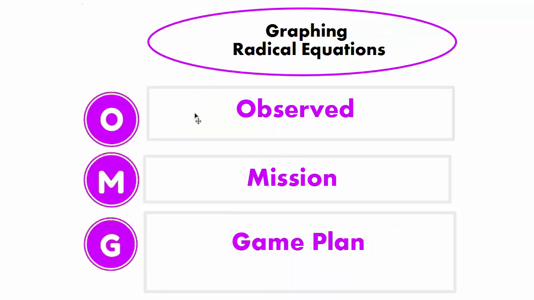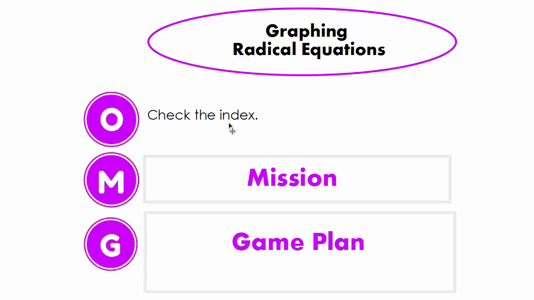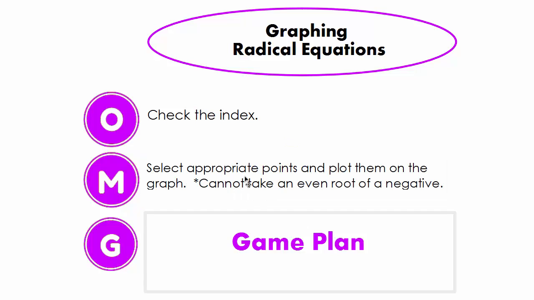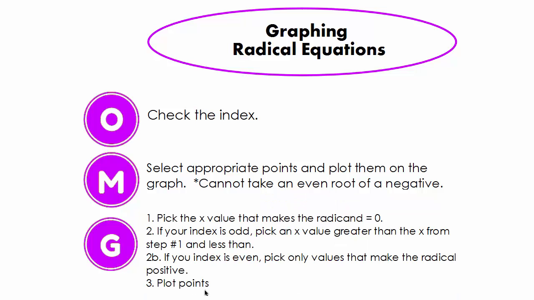Now when graphing radical equations, the first thing you're going to want to look at is the index. Check the index, see if it's even or odd. Our mission is going to make sure we pick appropriate points and plot them on the graph. Remember, we cannot take an even root of a negative number. And then our game plan is going to be these sort of three steps. So first we have to find an x value that makes the radicand equal 0. That's either your middle point or your starting point. If it's odd, you're going to want to pick a point on each side of that. If it's even, you're going to want to only pick values that are going to make your radical positive, and then you're going to plot those points.